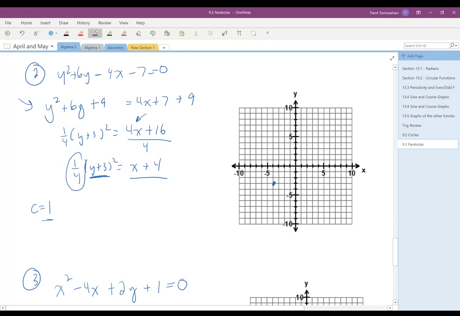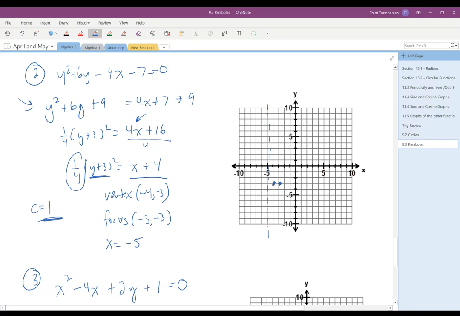C is positive this time, so we're opening up to the right instead of the left. So our vertex was negative 4, negative 3. And our focus, well, we're just going to add 1 to the x-coordinate, and so it's going to be negative 3, negative 3. And then our directrix is going to be 1 in the other direction. So it's going to look like that, and it turns out to be x equals negative 5 because you go 1 more to the left in the negative direction.